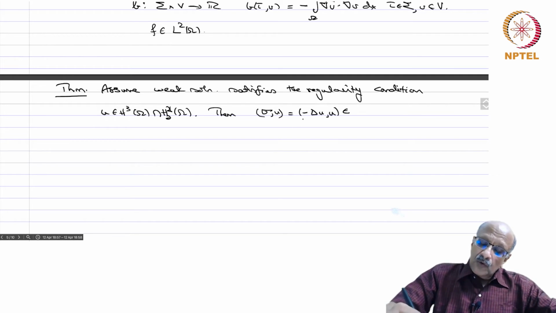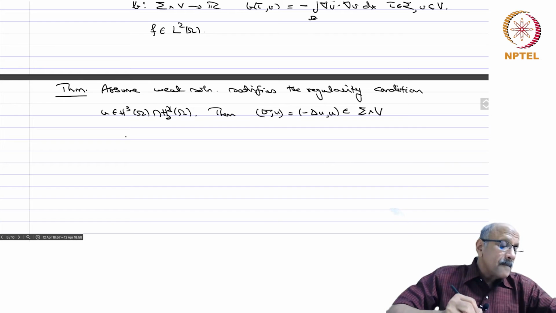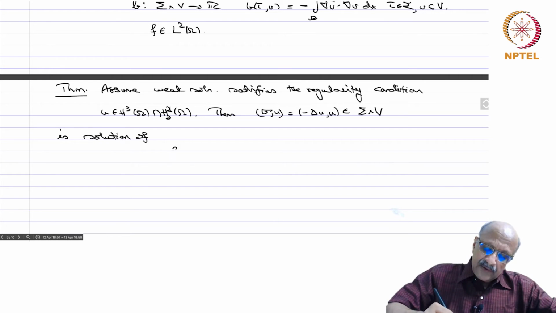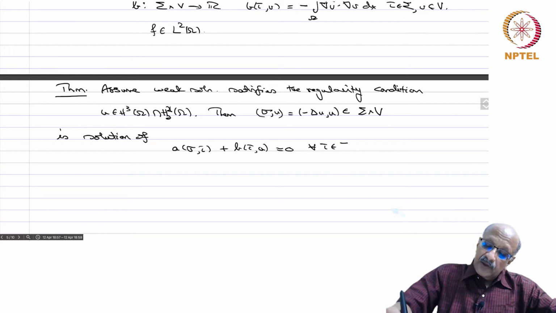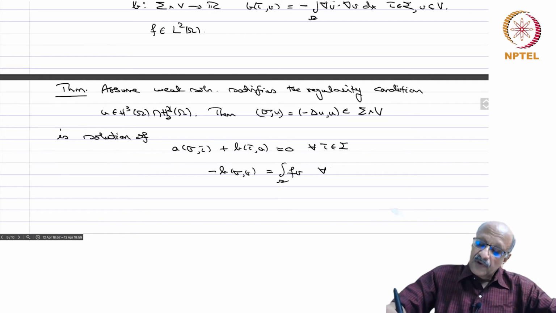So u is in H3, so Laplacian u will be in H1. u is in H20, so it's in H10. So this belongs to sigma cross V, is a solution of A sigma tau plus B tau u equal to 0 for every tau in sigma, and minus B sigma v equals integral omega fv for every v in V.